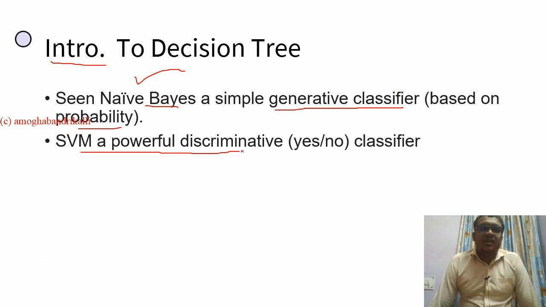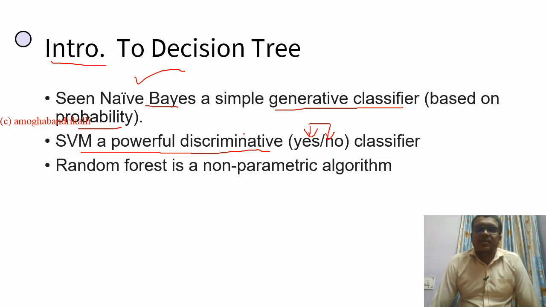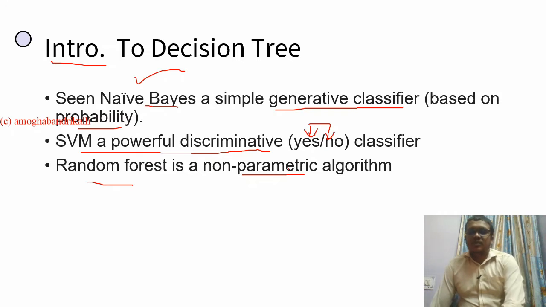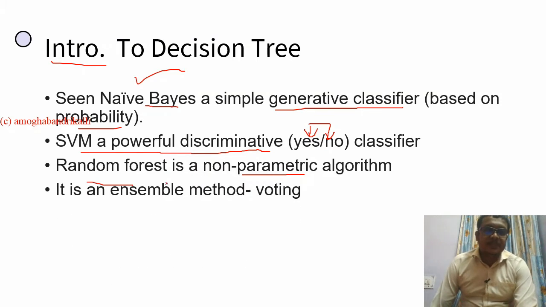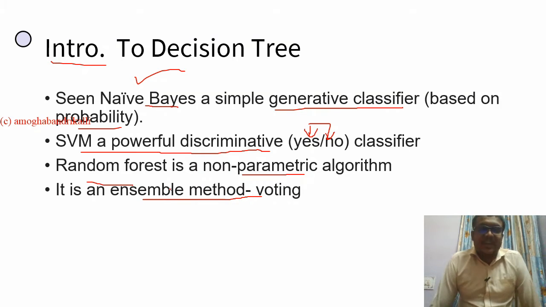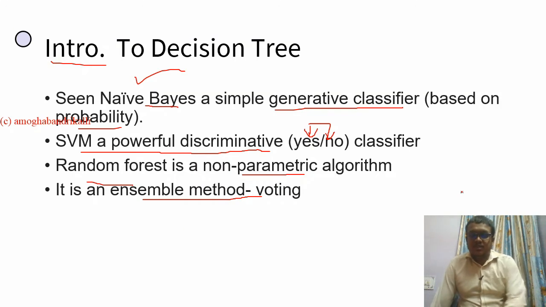SVM was another powerful discriminative classifier, which provides a yes or no based classification. It can answer yes or no questions. Random forest is again a non-parametric algorithm. It is based on a voting system, so it is an ensemble method. Let me explain what the voting actually does.